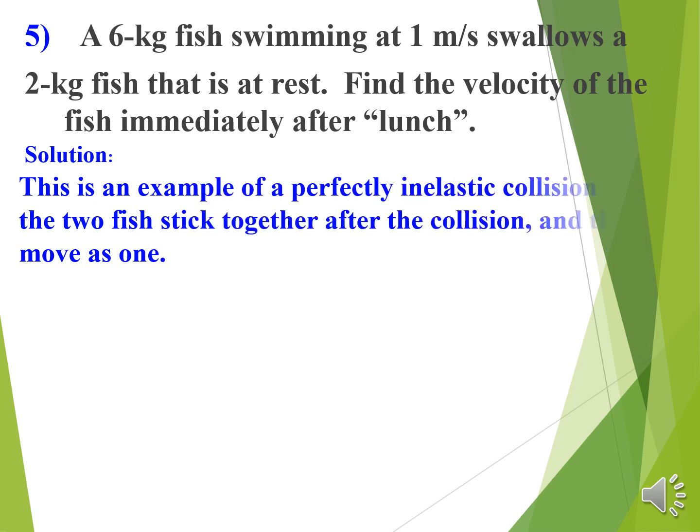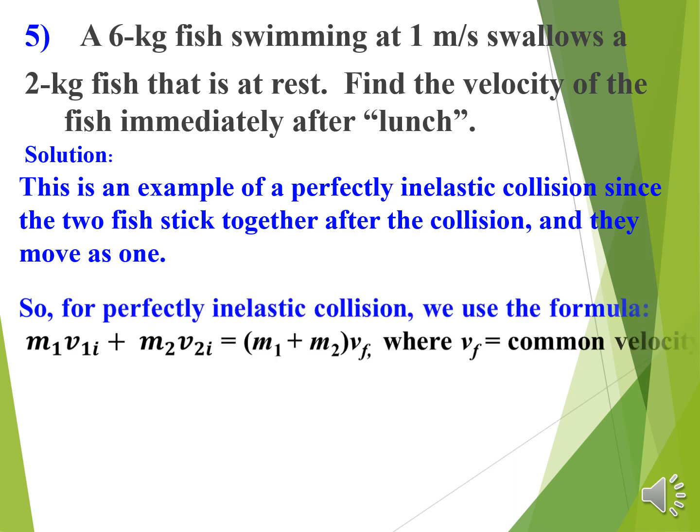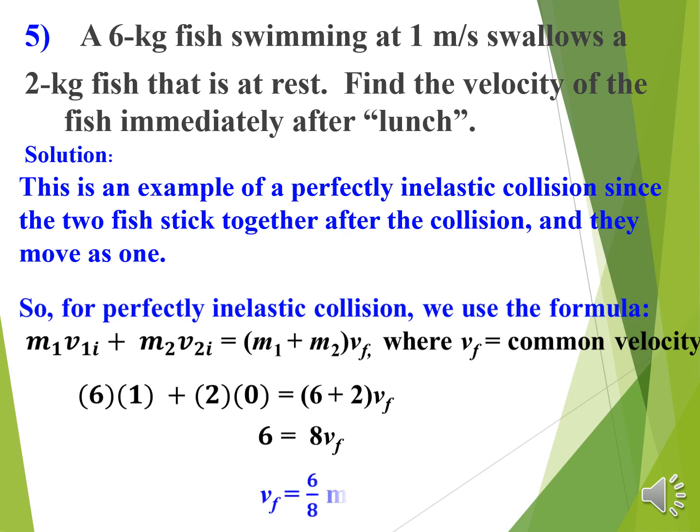Solution. This is an example of a perfectly inelastic collision, since the two fish stick together after the collision and they move as one. So, for a perfectly inelastic collision, we use the formula m1 times v sub 1i plus m2 times v sub 2i equals m1 plus m2 times vf, where vf is the common velocity. Substituting the values and simplifying, we get vf equals 6 over 8 meter per second or 0.75 meter per second.